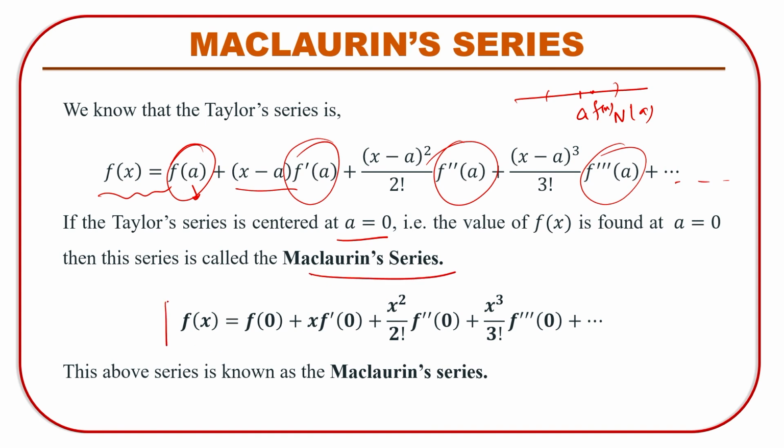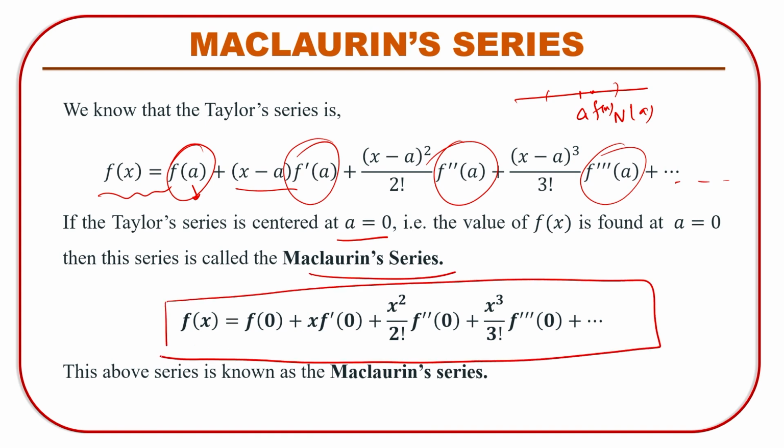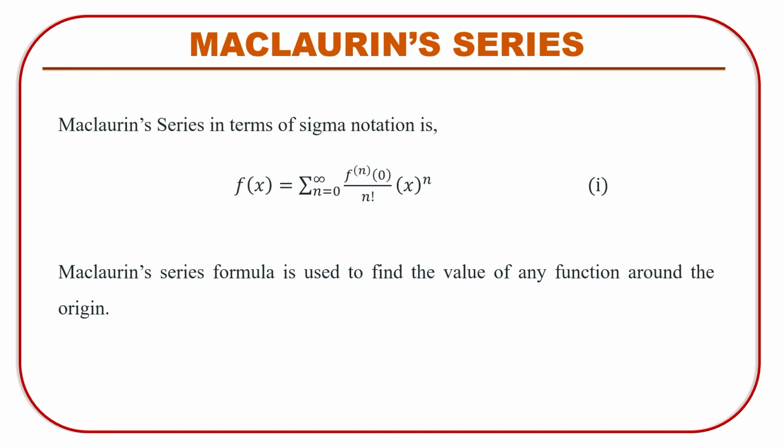So the Maclaurin series is nothing but f(x) equals f(0) plus x times f'(0) plus x squared by factorial 2 times f''(0) plus x cubed by factorial 3 times f'''(0) plus x to the 4 by factorial 4 times f4(0), and so on. That's the sum of the infinite derivatives you can choose, and it can be written as f(x) equals the sum from n equals 0 to infinity of f^(n)(0) by factorial n times x to the power n.